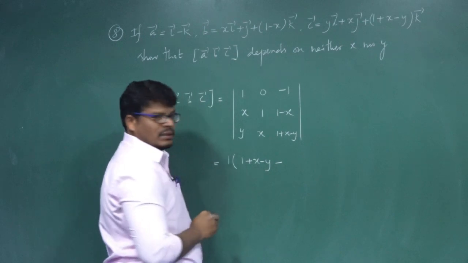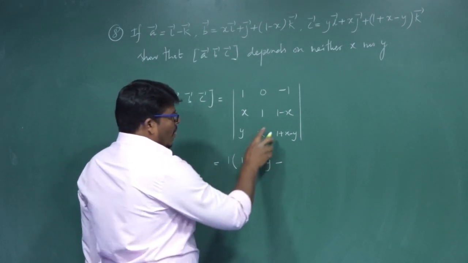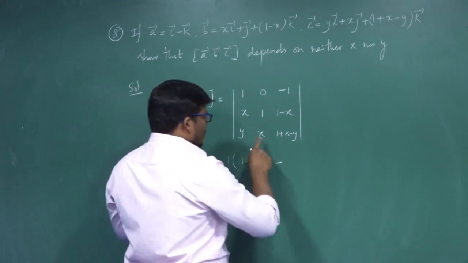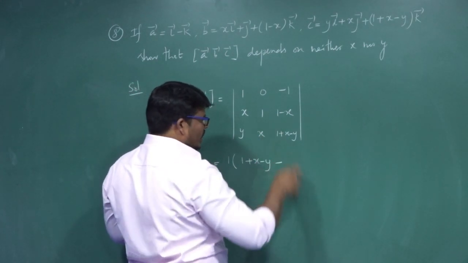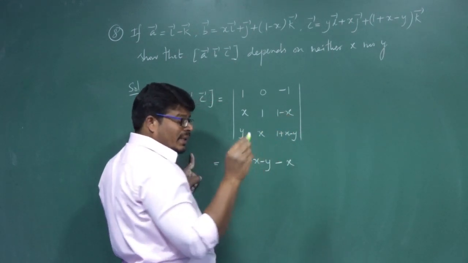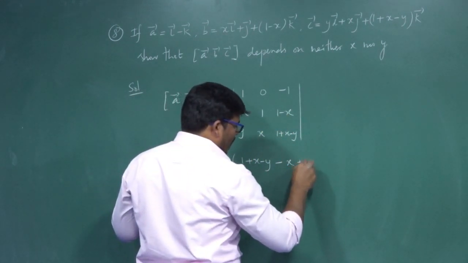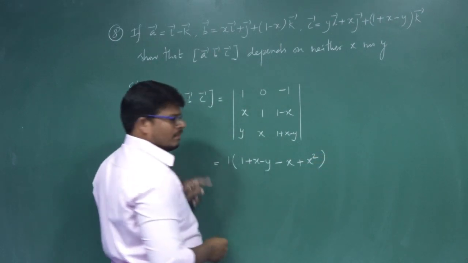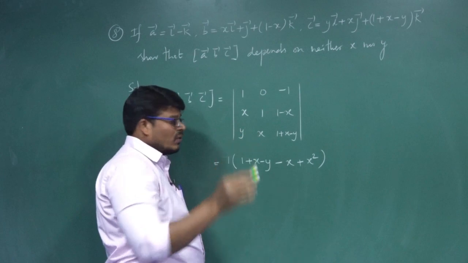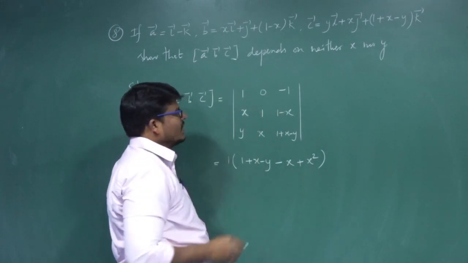Formula: minus x into (1 minus x). x into 1 is x. Next, x into minus x is minus x square. Minus half, minus times minus is plus, so plus x square. Next one, 0. Taking the value 0, 0 into anything is 0, so the total value is 0.